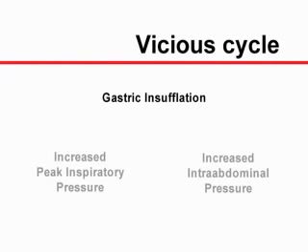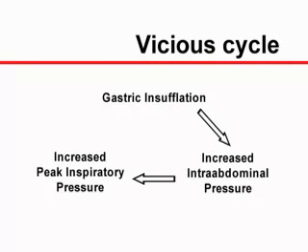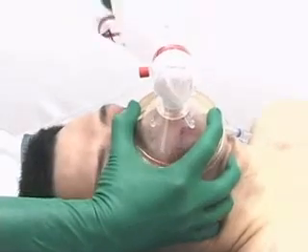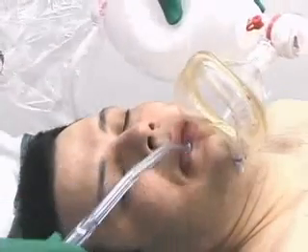This may lead to a vicious cycle of increased intra-abdominal pressure, which requires higher peak inspiratory pressure and can result in further gastric insufflation. This not only reduces effective ventilation, but predisposes patients to vomiting or regurgitation.